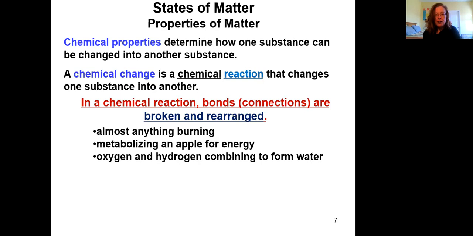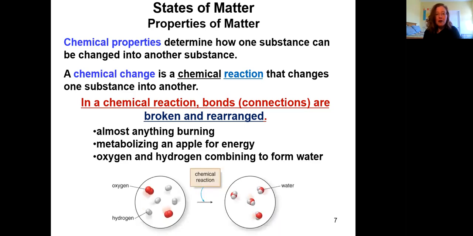Metabolizing an apple for energy. Your metabolism, I know lots of times you're probably thinking about eating foods and having them broken down into different parts, building blocks for other kinds of molecules in your body and for energy. But technically, metabolism is all the chemical reactions in your body, both breaking things down and building new things. That idea of breaking bigger parts into smaller parts and smaller parts being joined together into bigger parts, those are chemical changes. Oxygen and hydrogen combining to form water, that's a chemical reaction.